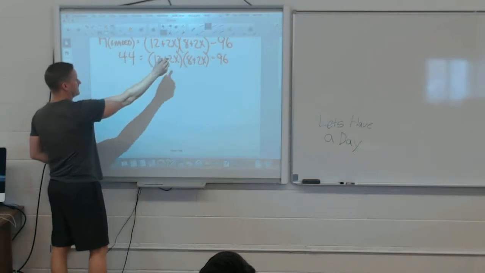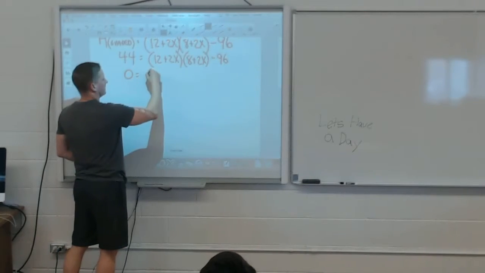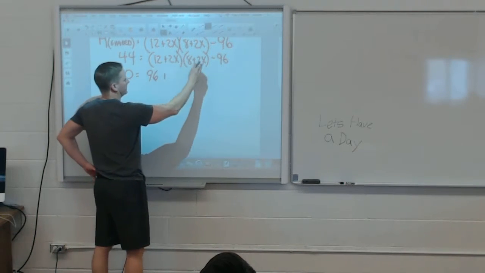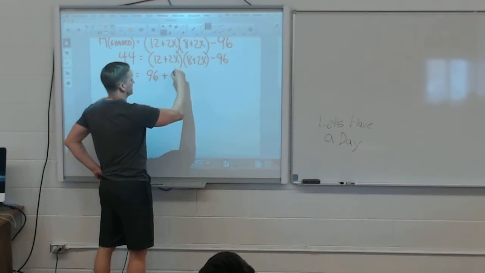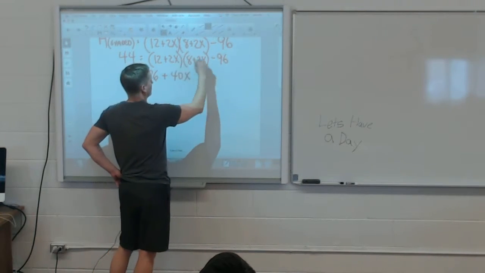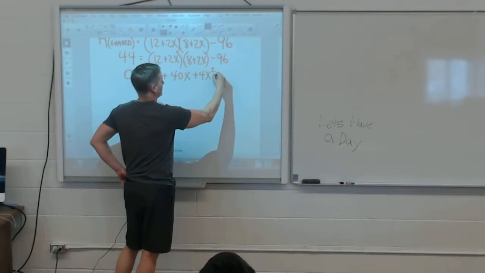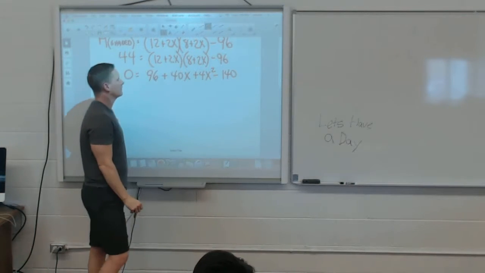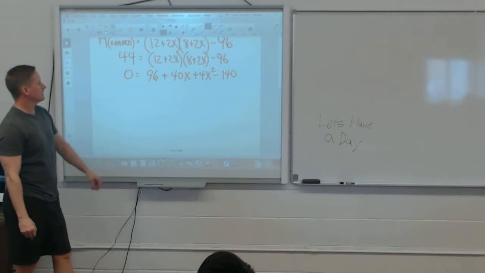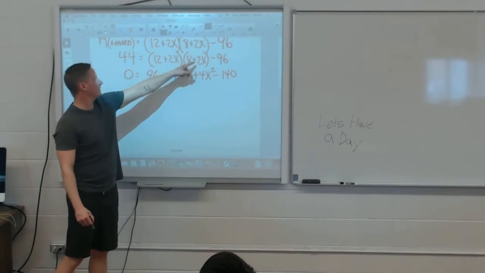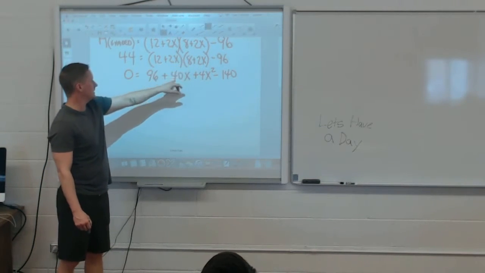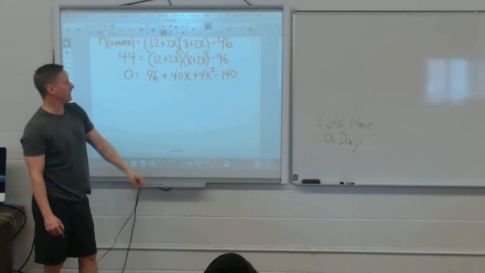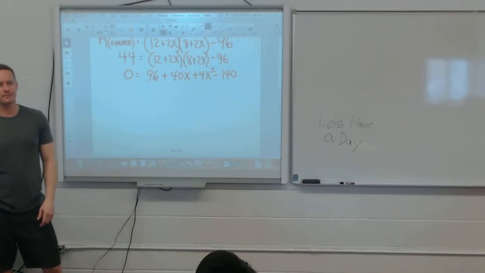Okay, so I would subtract 44 to that side. I would FOIL this. 12 times 8 is 96. 12 times 2 is 24. 2 times 8 is 16. That makes 40x. 2x and 2x make 4x squared. Minus 44 off of that is 140, I think that's the way it looks. So I got it equal to 0.